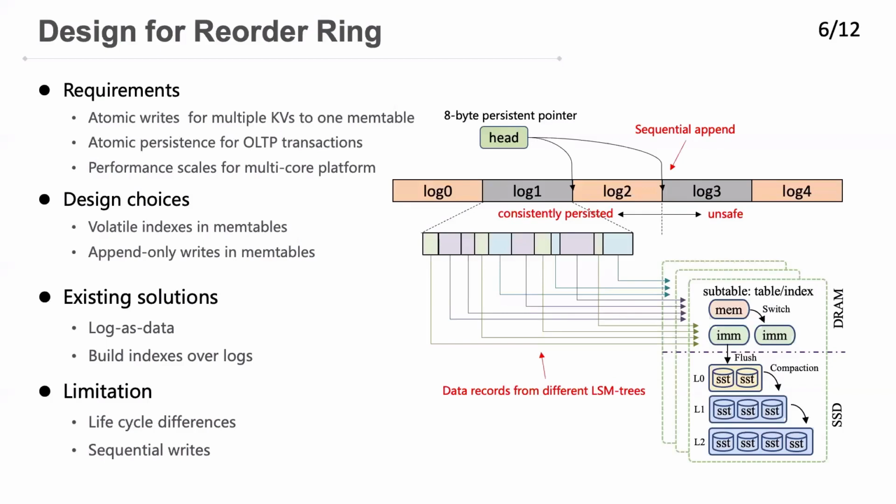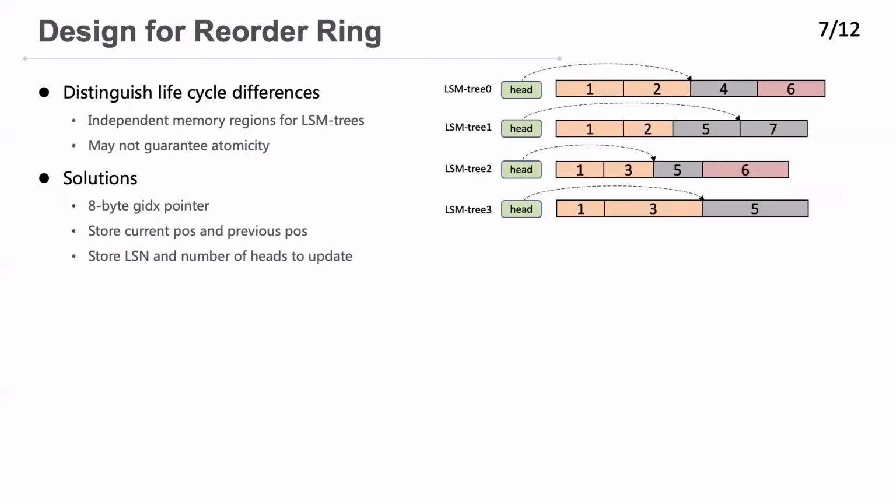The second is the multi-core scalability problem caused by the sequential persistence of log items. For the first problem, we explicitly persist the records into the related memory space of the next LSM-tree to distinguish the life cycles.